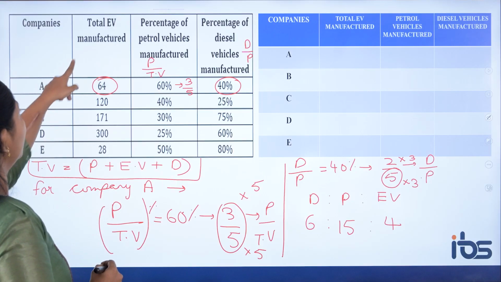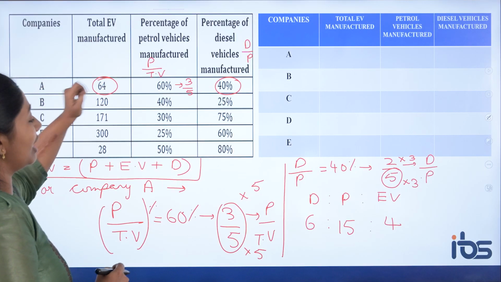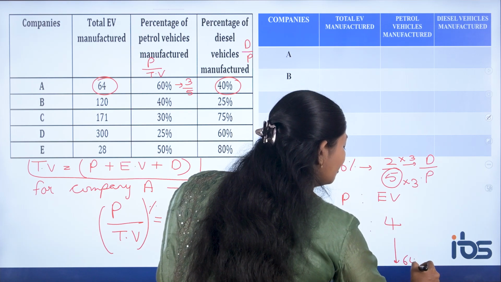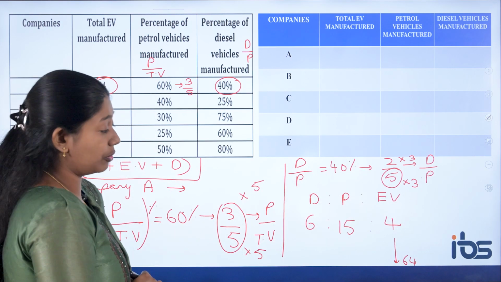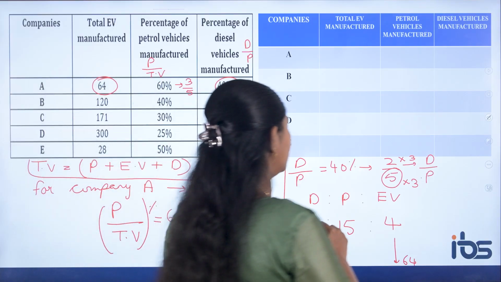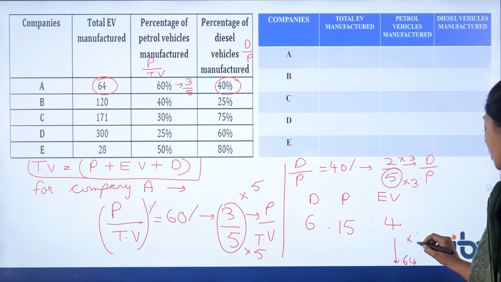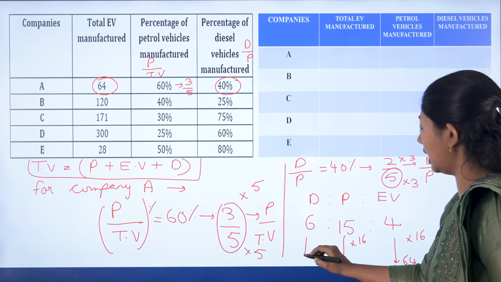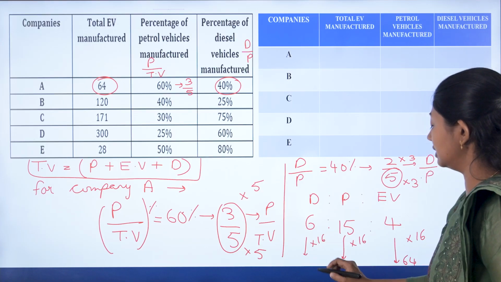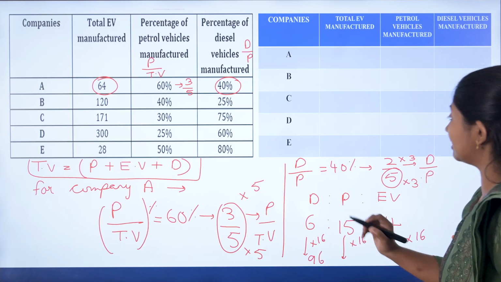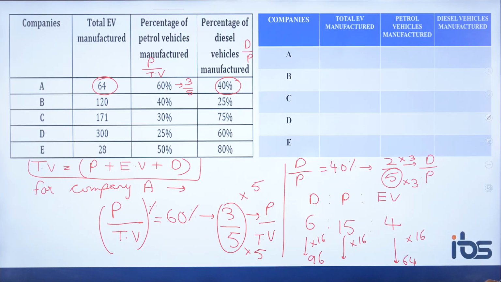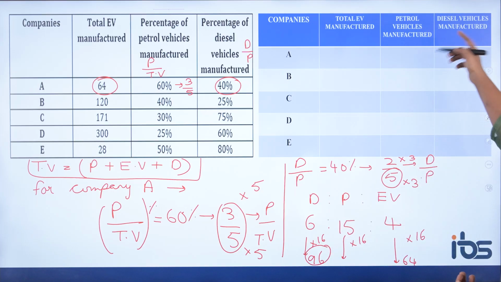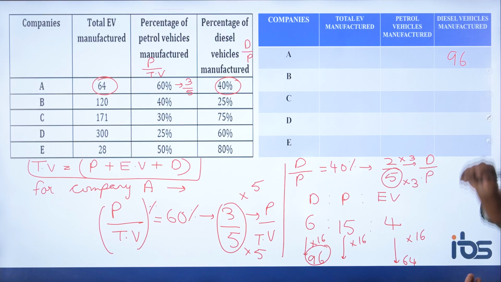So already from the table they have said the total EV manufactured is 64. So 4 units correspond to 64. If 4 units correspond to 64, what is 1 unit? 16. So from this you can find 15 into 16 and 6 into 16. 6 into 16 is 96. So 96 is the total diesel vehicles manufactured in A.